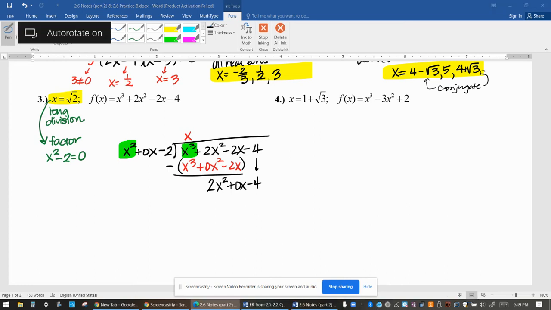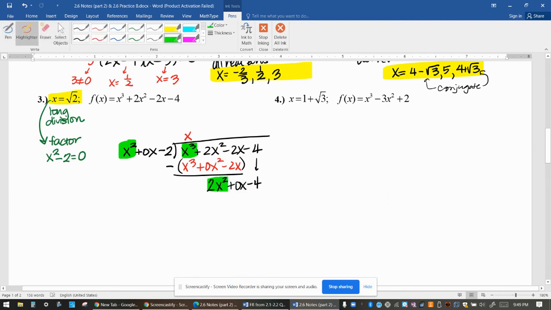Okay, so now I want to get 2x squared, and I already have x squared, so I'm going to multiply it by 2. Then I'm going to distribute that to all 3 terms of my divisor and subtract it. Subtract that product.